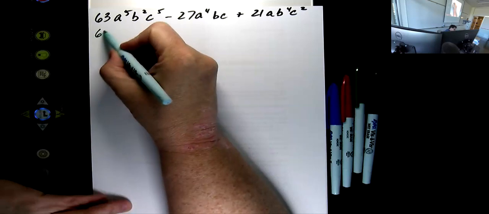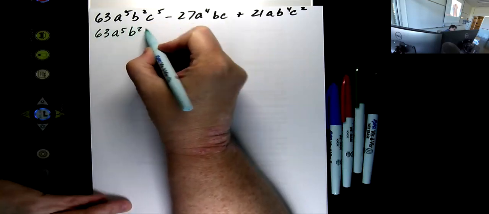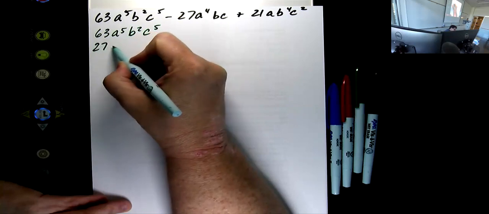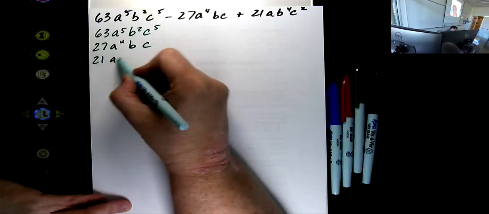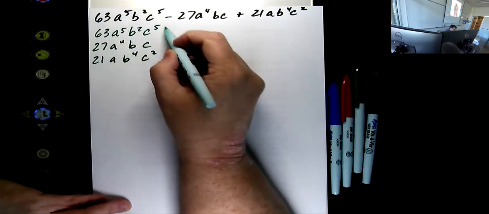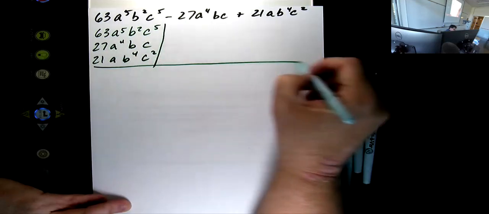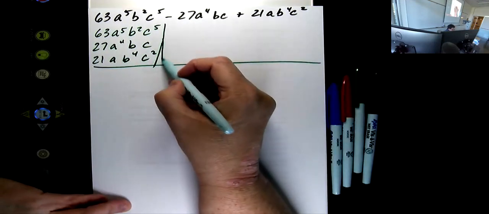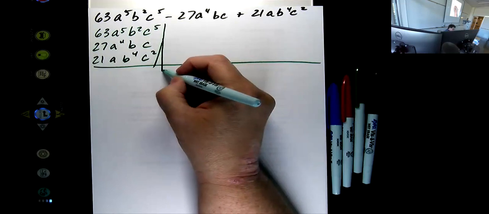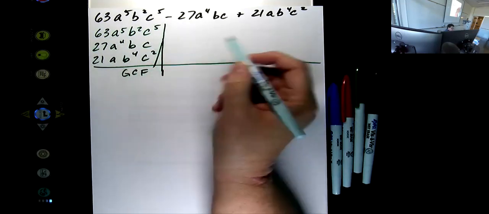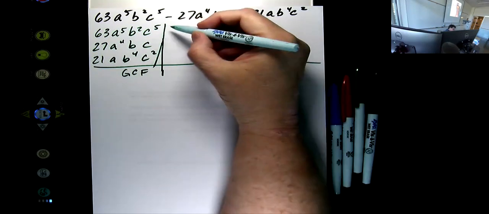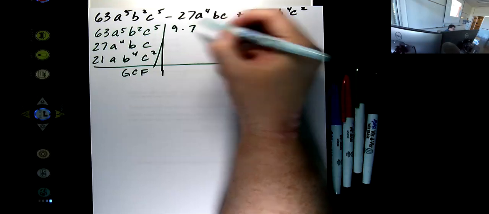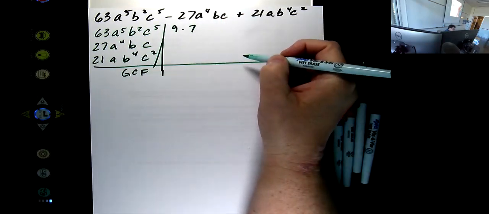So let's get back. Since you're here, you're going to help me do this. This is what happens when you show up. You get volunteered. That's a good thing. Help me do this. What did you do here? Let's see. 63, I got 9 and 7. And the lowest power for A is just going to be A to the fourth.